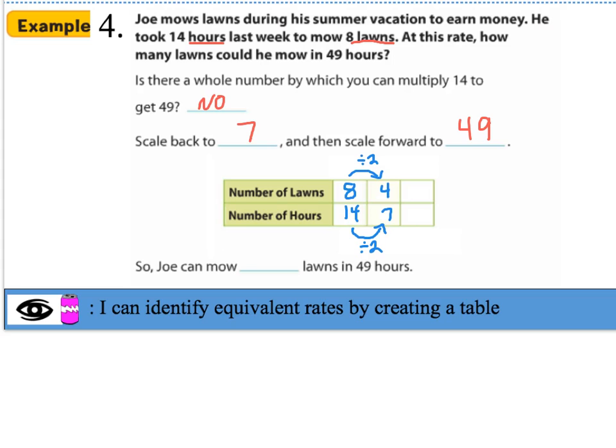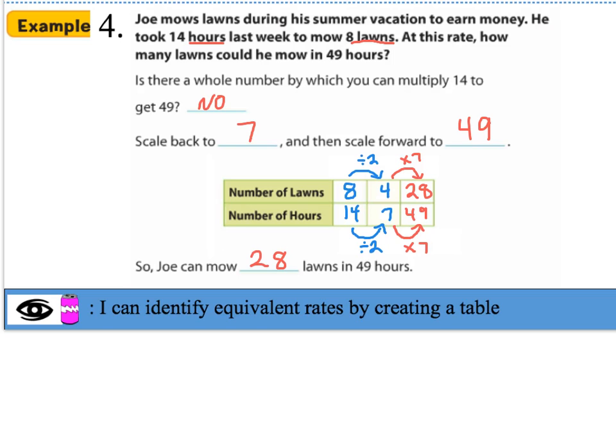So I need to make sure I get 49 hours. And right now I'm at 7. But I can make 7 look like a 49 by multiplying 7 times 7. So if I do that to the bottom, I get 49. I have to also make sure I do it to the top. So multiply by 7 and I get 28. So we know that Joe can mow 28 lawns in 49 hours.